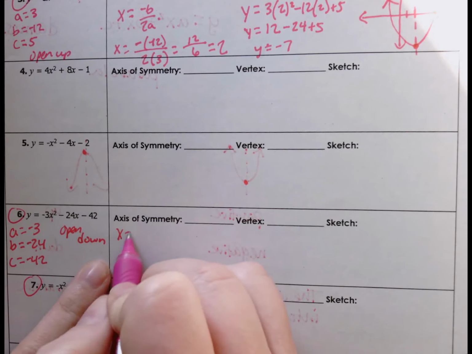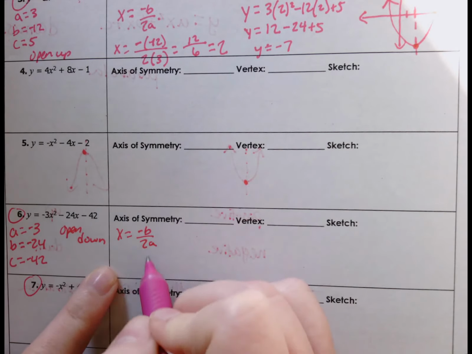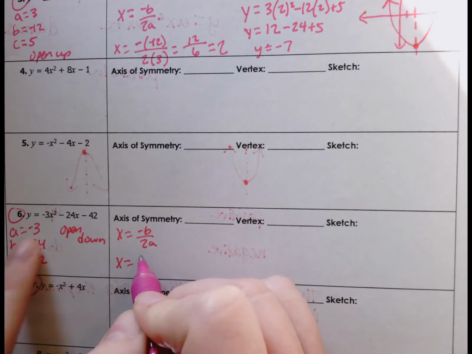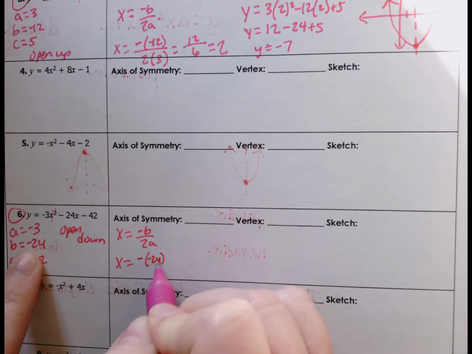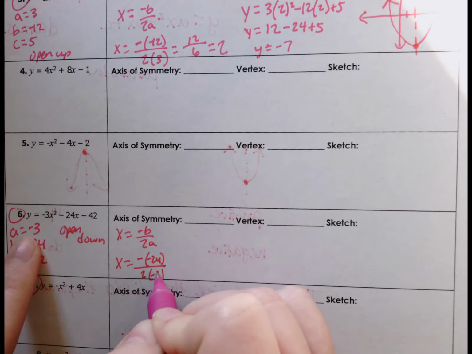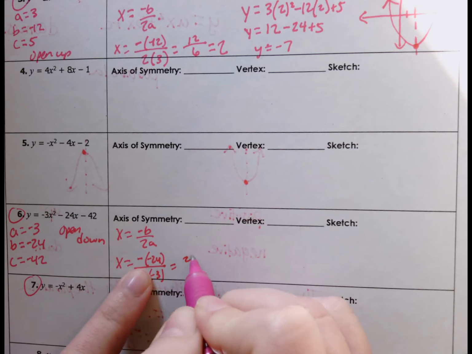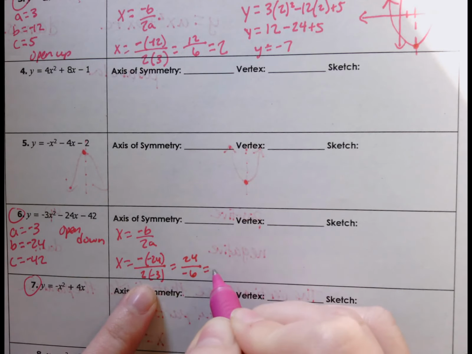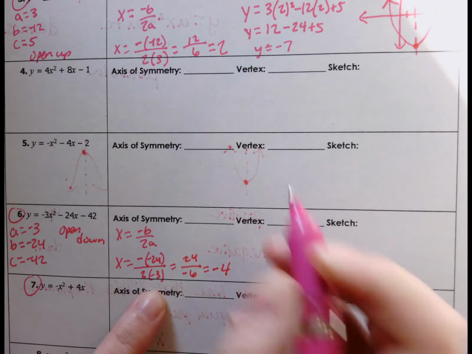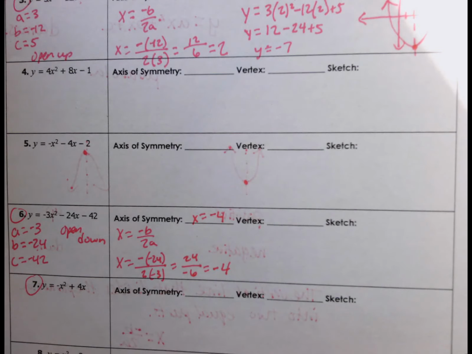All right, so axis of symmetry, first thing we're going to look for. We're going to do x is equal to negative b divided by 2a, okay? And we're going to plug in those values. So negative b, so negative, b is negative 24 divided by 2 times a is negative 3. So negative 24 times a negative 1 is a positive 24, and negative 3 times 2 is a negative 6, which is going to reduce to a negative 4. So x is equal to negative 4 here. That's our axis of symmetry.